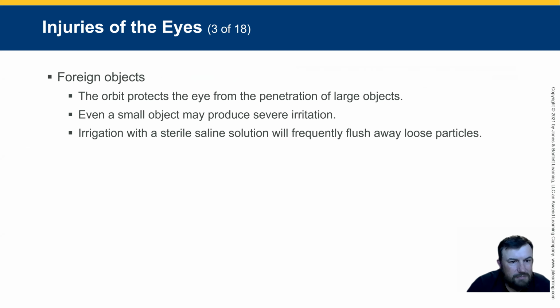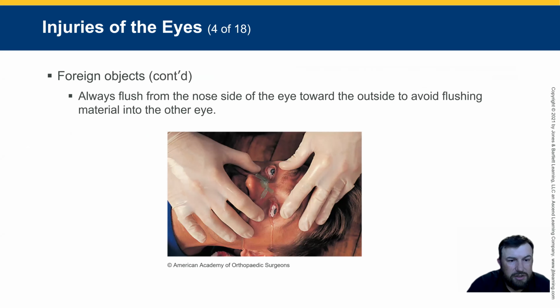Foreign objects. The orbit protects the eye from the penetration of large objects. Even a small object may produce severe irritation. Irrigation with a sterile saline solution will frequently flush away loose particles. Sometimes it won't. I think we're going to get into it here in a minute, how we secure an object in the eye. Always flush from the nose outward because we do not want to flush it in deeper. So it's always inside to out.